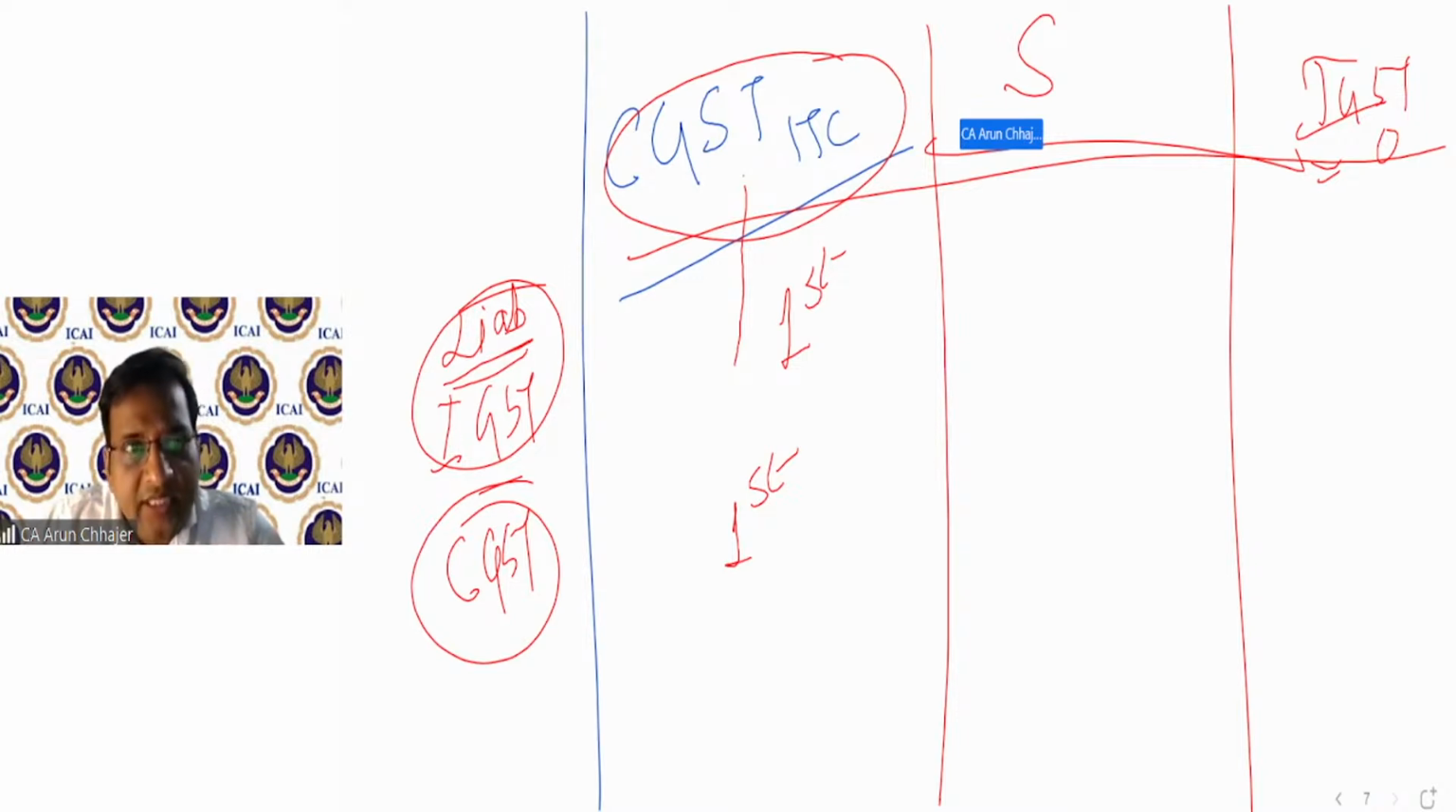If CGST has ITC, to whom will he give first? C and then I, or first I then C? How is the ITC to be distributed by CGST when IGST has the tax liability and CGST has the tax liability? Then C ka ITC will be given to whom first? The answer is it will be given first to the CGST ka tax liability.